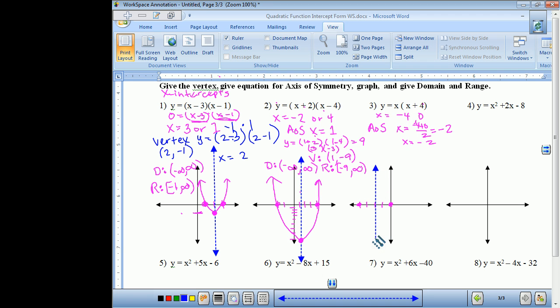So we're going to draw that in. Oops. Did it get crooked or straight? Crooked. Okay.